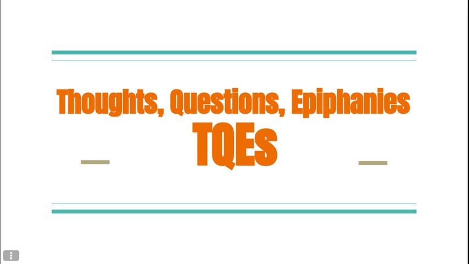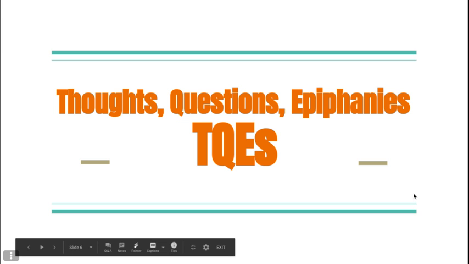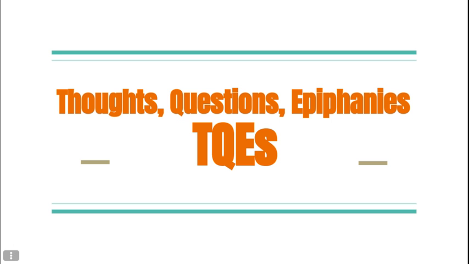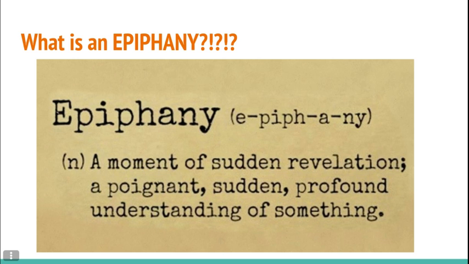All right. Once we have our discussion, and really as part of our discussion, we come up with thoughts, questions, and epiphanies. And if you're not sure what an epiphany is, I'm fixing to go over what that is. But we refer to these thoughts, questions, and epiphanies as TQEs. So if you hear me refer to a TQE or reference that in Schoology at any point, this is what I'm talking about. Okay, thoughts, questions, and epiphanies.